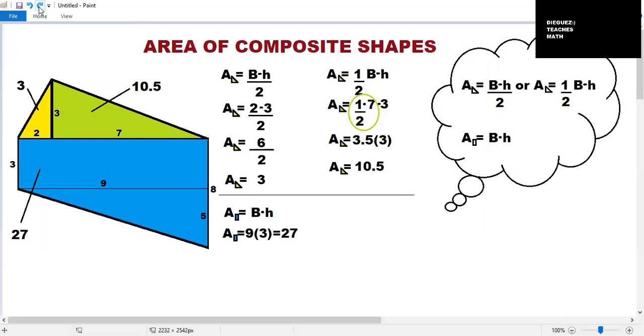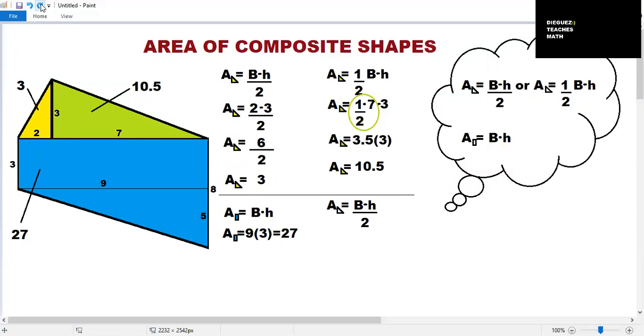Then lastly, I move over to the next triangle, and for that I have to figure out that this is 5 here. Now, how do you figure that out? You know that this whole length here is 8 altogether. And we said the height here is 3, meaning that this is 3 as well. So I know that the 3 here and whatever this measure is need to add up to 8. So 3 plus 5 is 8. That's how I was able to figure out that that was 5.